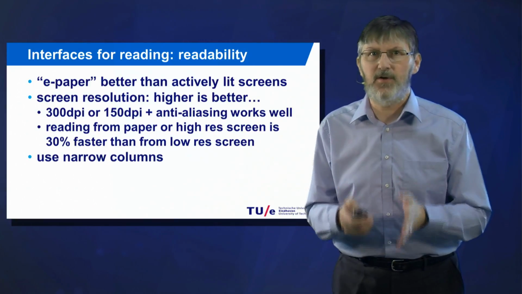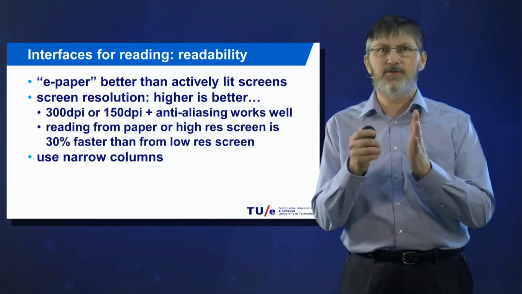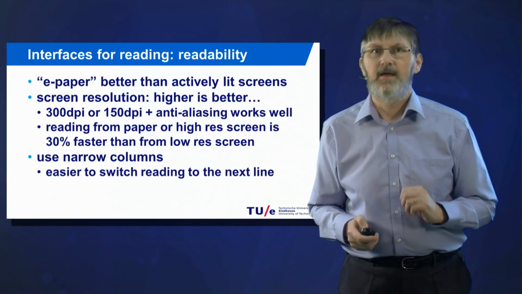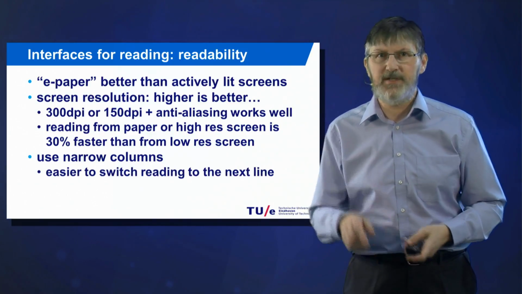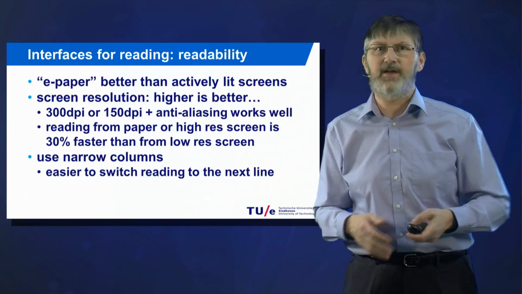Long lines are also a problem. Newspapers have performed a lot of research on the choice of the ideal column width. It is easier to switch while reading, to switch each time to the next line if the columns are fairly narrow.